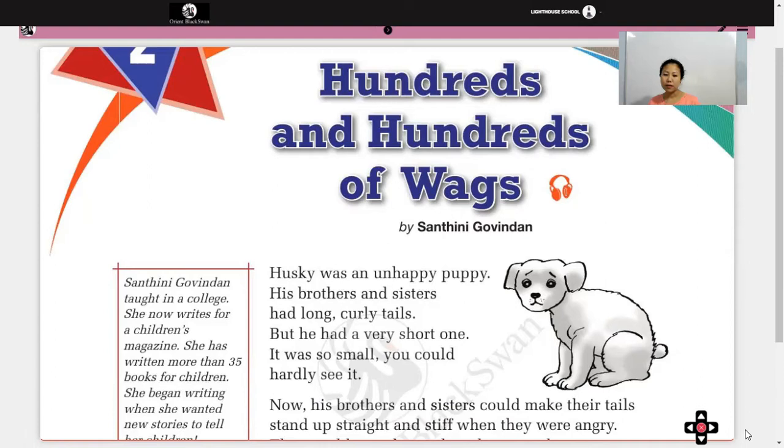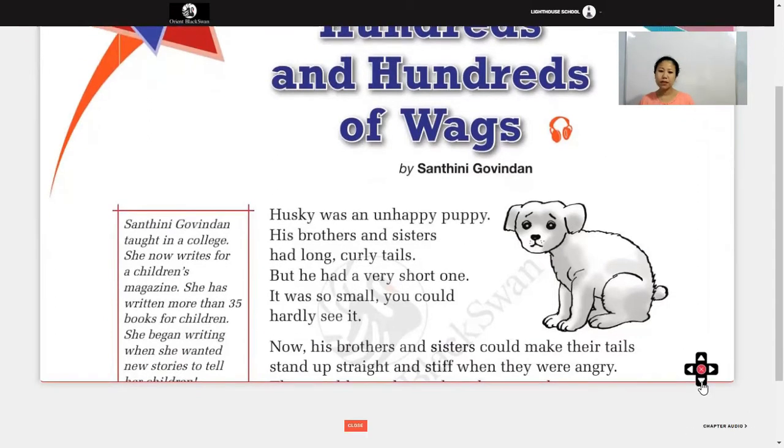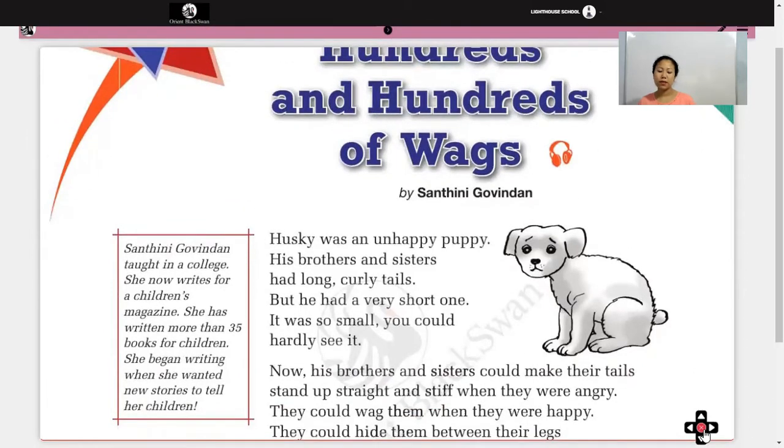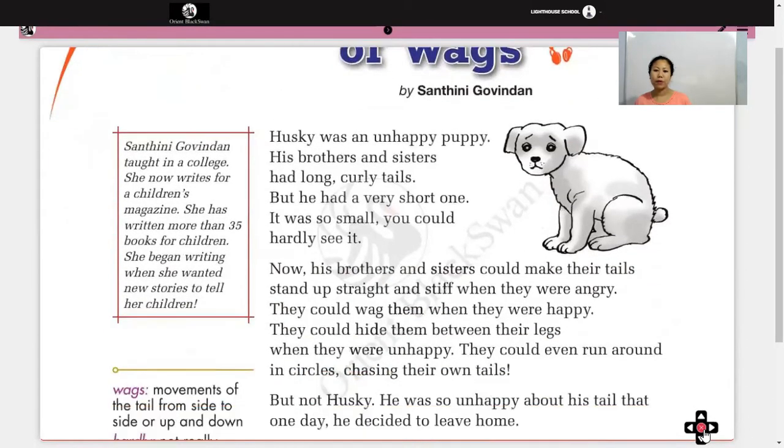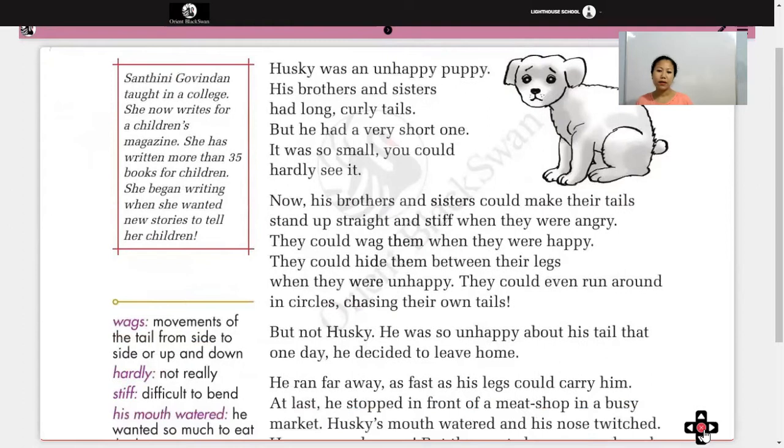His brothers and sisters, they had long curly tails. Now his brothers and sisters could make their tails stand up straight and stiff when they were happy. They could wag them when they were happy. They could hide them between their legs when they were unhappy. They could even run around in circles, chasing their own tails.